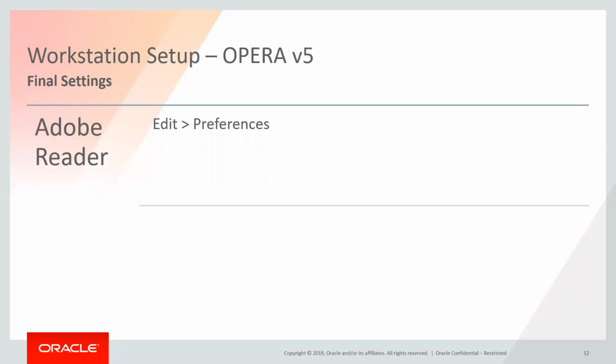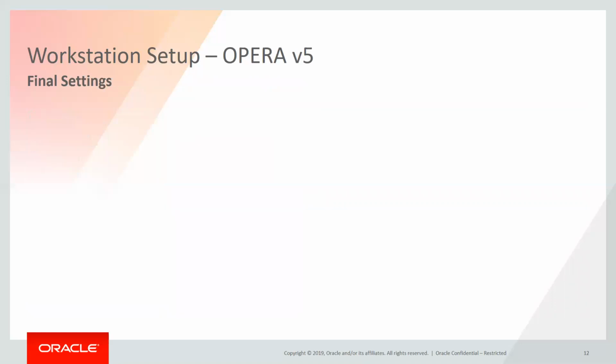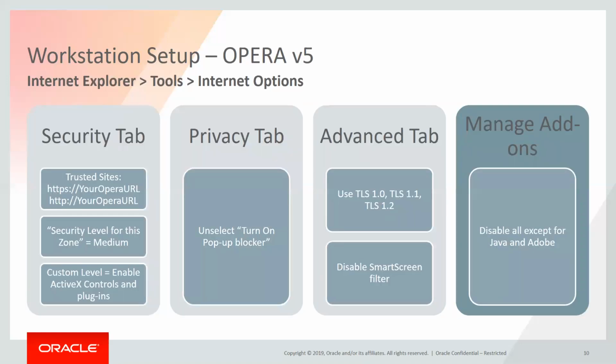Next, we move on to preparing Internet Explorer for Opera. We must navigate to the tools and internet options to access these menus. First, the security tab, and in this tab, we must add Opera URL to trusted sites list, both with the prefix for HTTPS and HTTP, just like we did with Java. We must change our security level to medium and enable the ActiveX control and plugins.